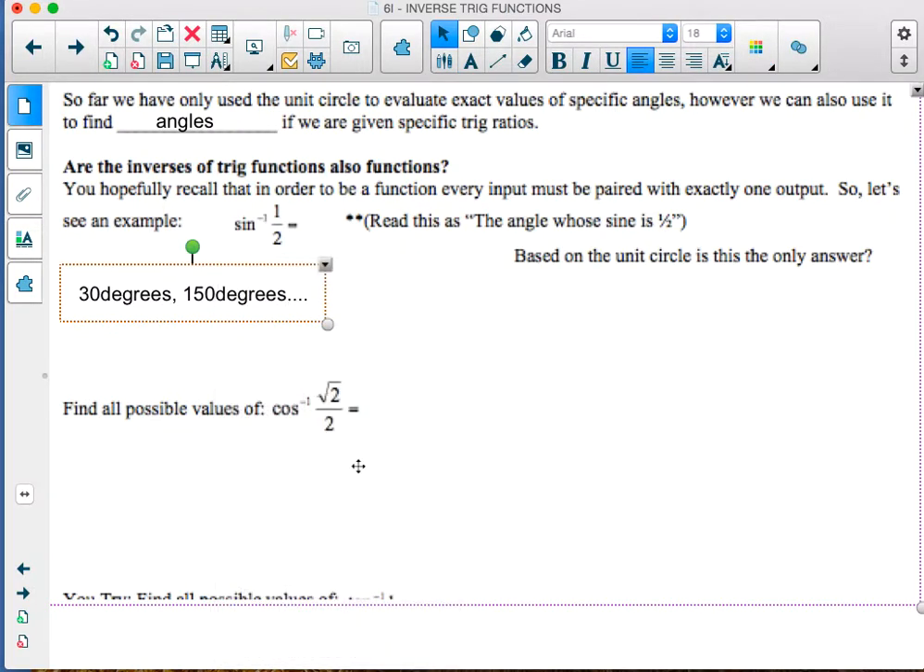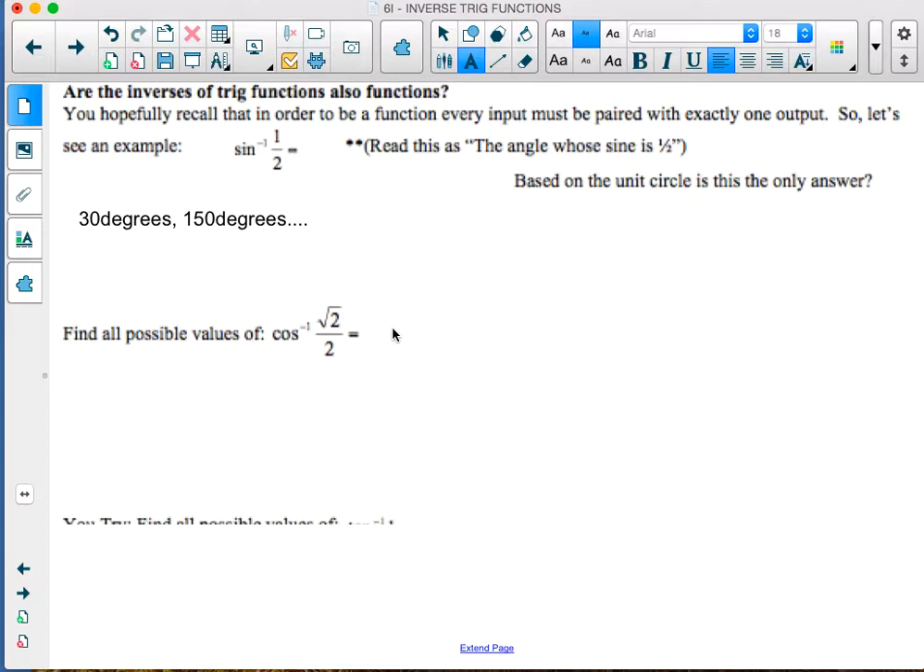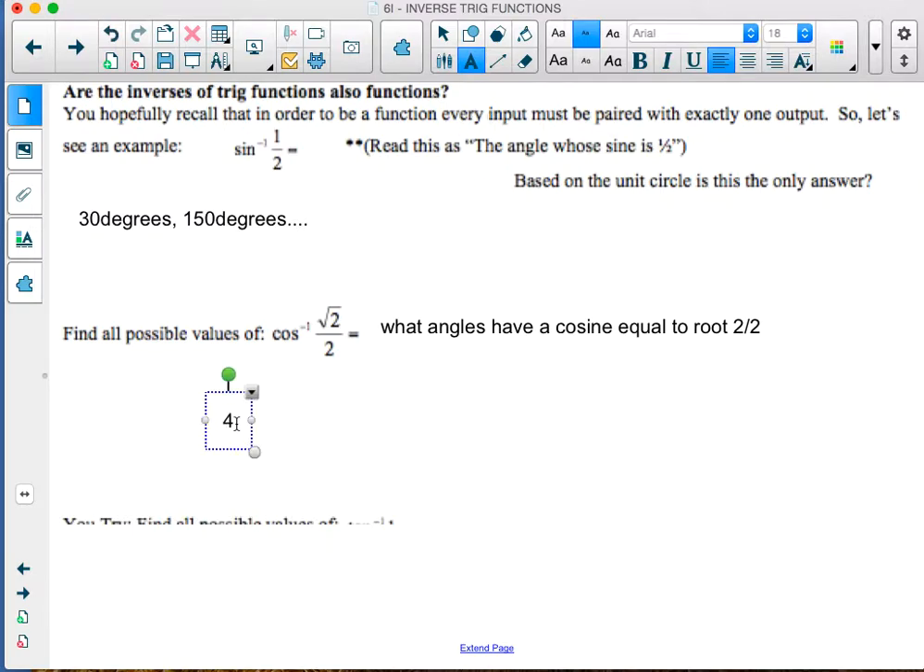Same is true if we ask you to find all possible values of cosine inverse of root 2 over 2. How we read this is we're going to say, what angles have a cosine equal to root 2 over 2? Well, we know that cosine in quadrant 1 would have an angle associated with positive root 2 over 2, and that angle would hopefully be 45 degrees or pi over 4.